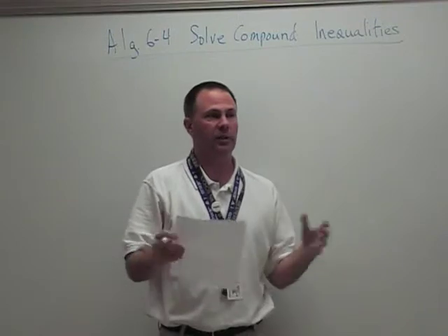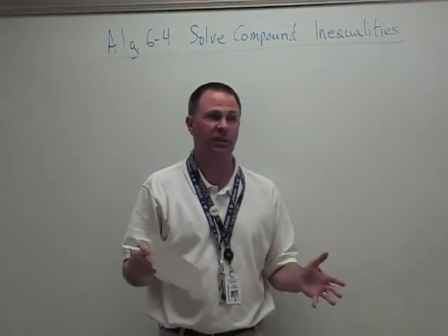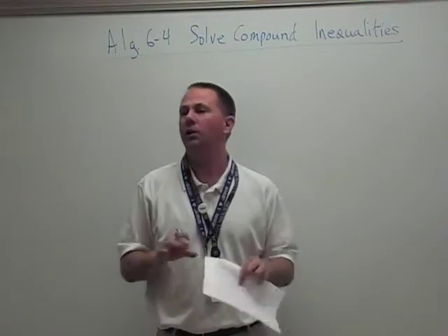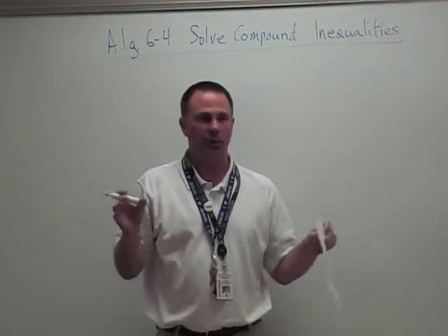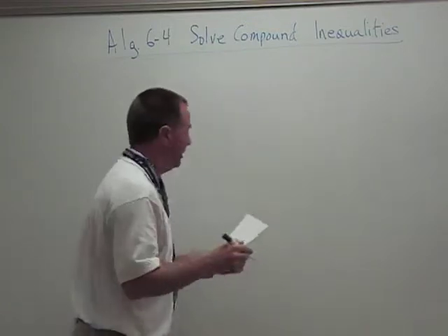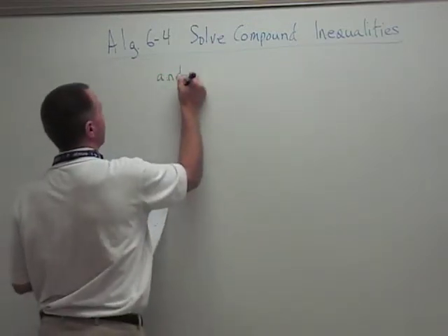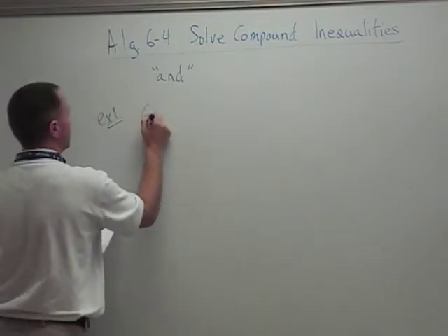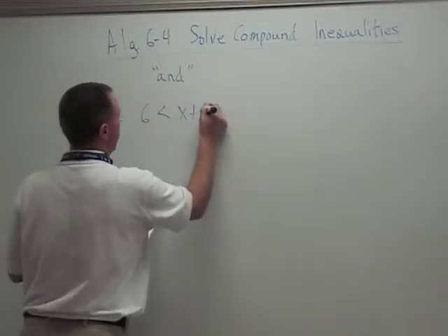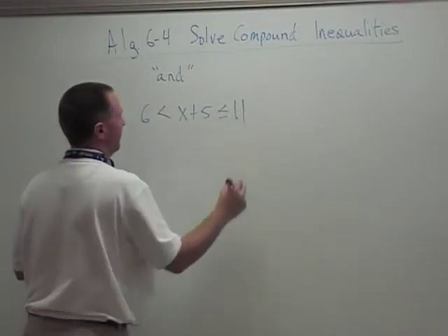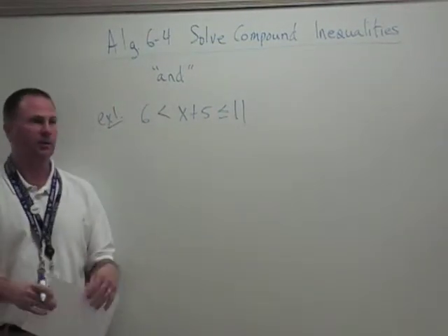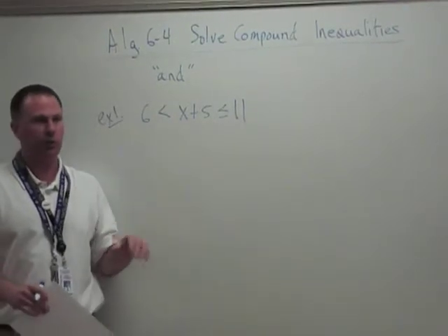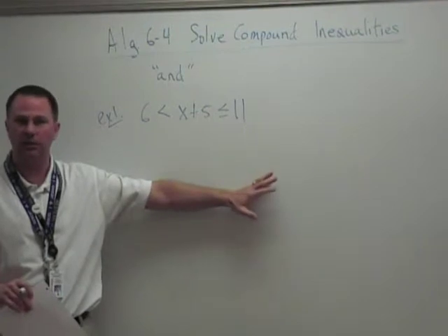Okay, so really all it is doing what you did yesterday, solving an inequality, except you have two inequalities written as one, like this. This is the and part of inequalities. Example 1 is 6 less than x plus 5 less than or equal to 11. So you got two inequalities in here. So I'm going to show you two different ways to do this.